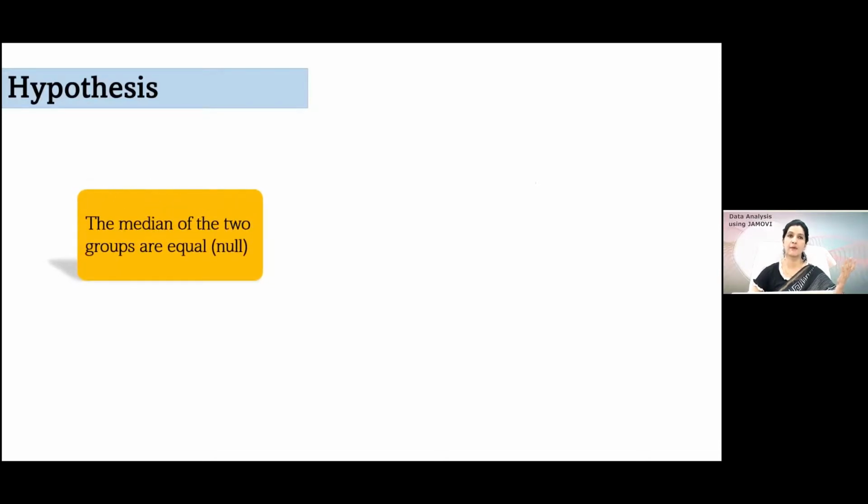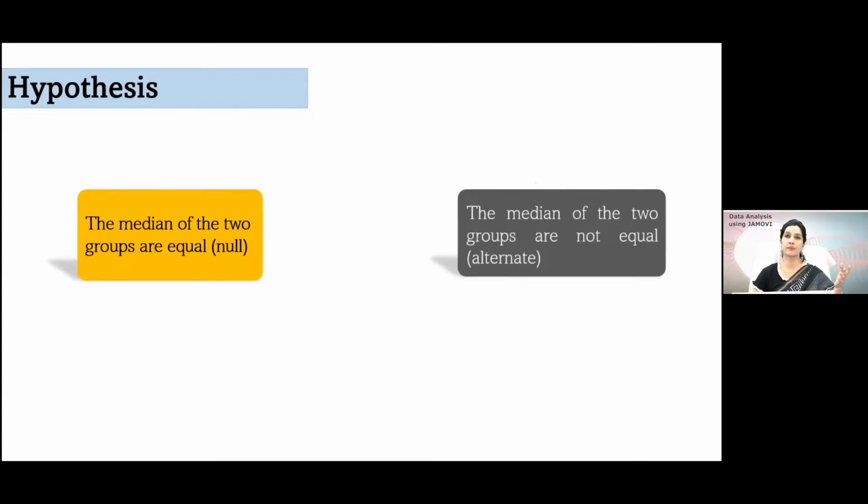So the null hypothesis is that the medians of the two groups are equal, and the alternate hypothesis is that the medians of the two groups are not equal. So they are almost the same. The only thing is the assumptions. If the assumption of normality is not met, or if there are ordinal values in your data, you can apply it.